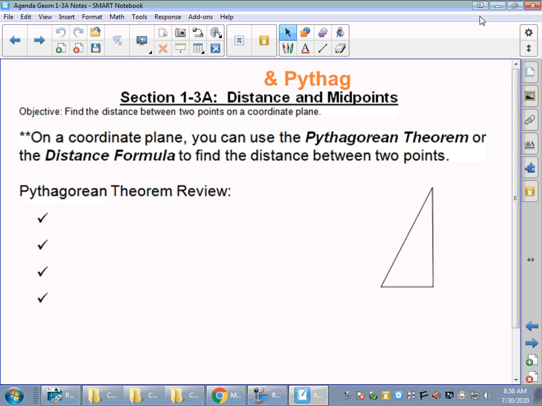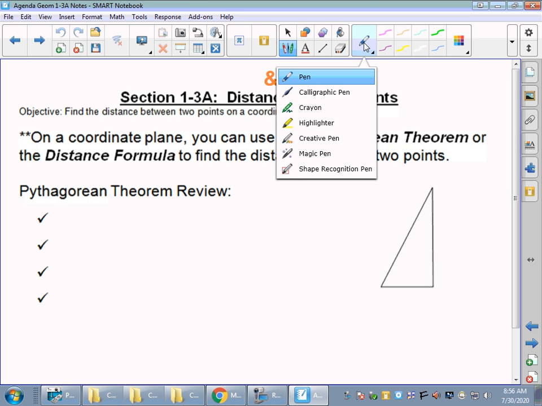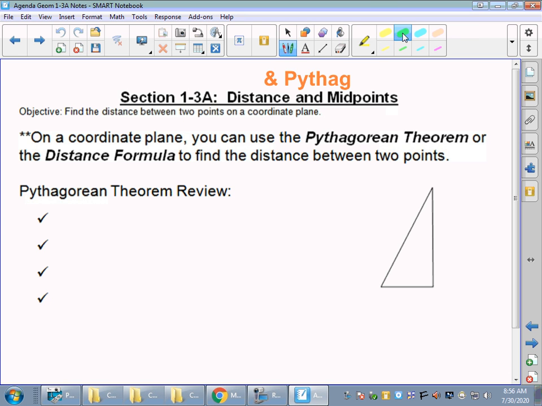And here we are at section 1.3a. Section 1.3 I split into two parts. In 1.3a we're really going to do the distance formula and the Pythagorean Theorem, for those of you not in the know. And then in 1.3b we'll talk about the midpoint formulas. So what we're going to do is use coordinate planes.